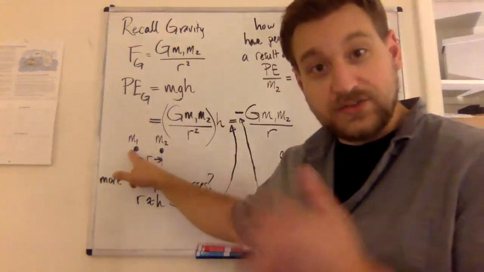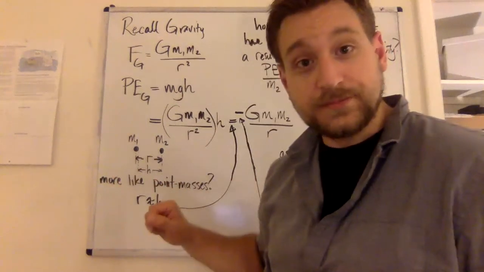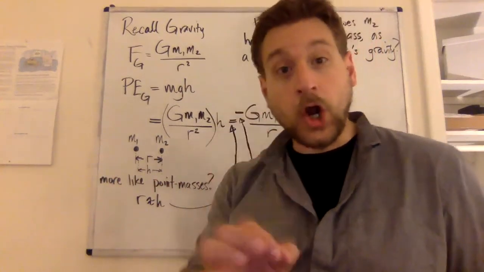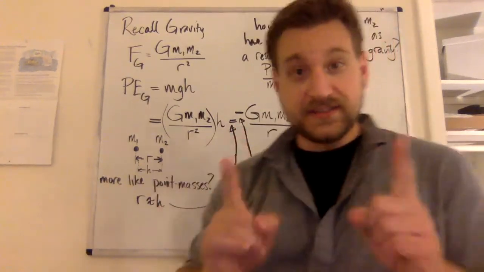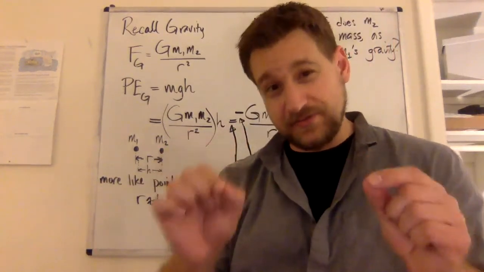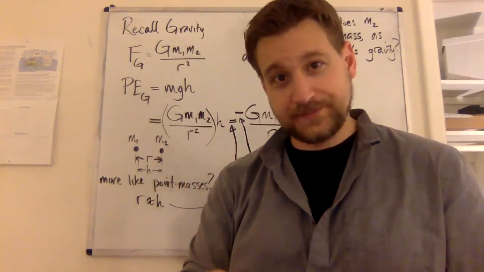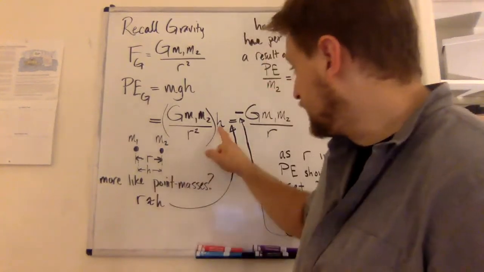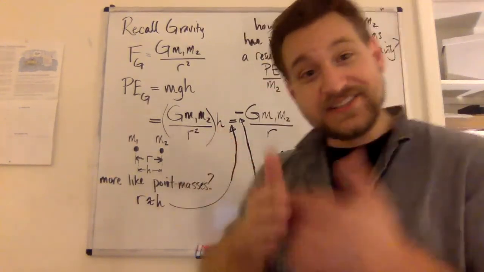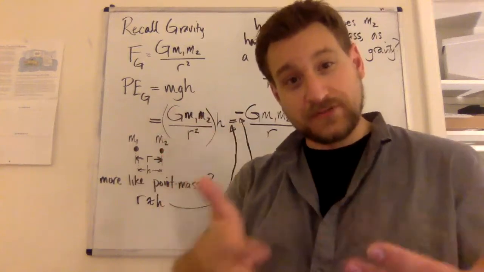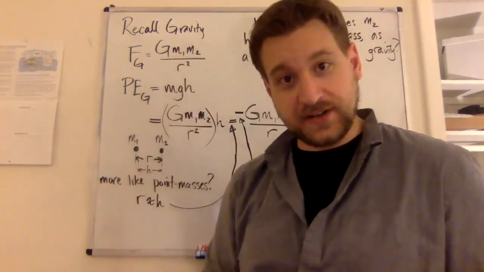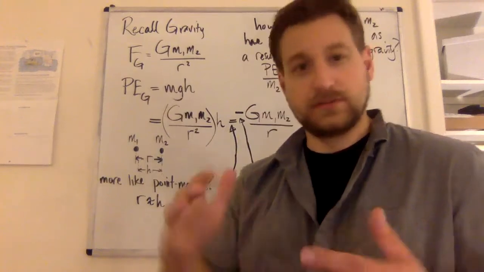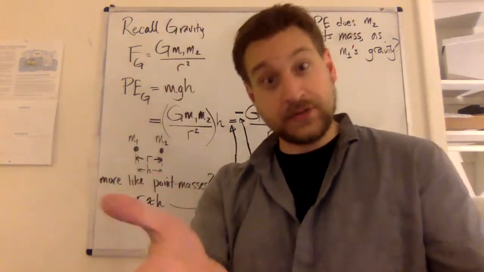Now, here we've got our two masses, m1 and m2. R, in Newton's law of gravitation, is the distance between the centers of mass of the two objects. h is the height above the surface, right? Like mgh was the height above the surface of the earth, or the height above wherever you put zero at any rate.